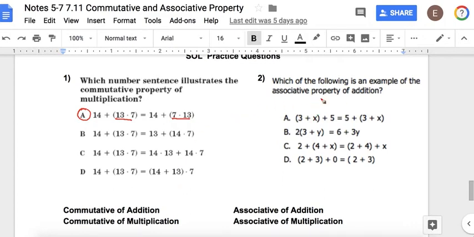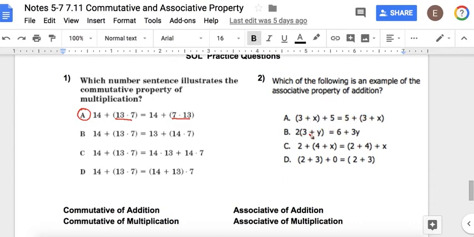Okay, let's look at example 2, the associative property of addition. So I'm looking for parentheses moving, and look at this one. The 3 plus x is in parentheses, and it switched spots with the 5. Now the 5 is in front and the parentheses is at the end. So that's actually commutative of addition, so not associative.